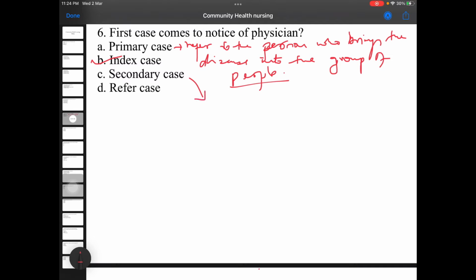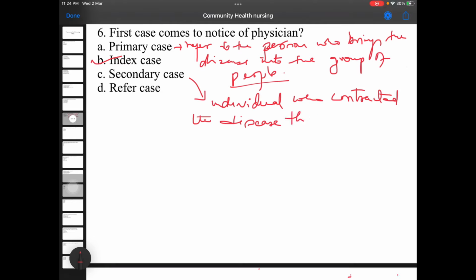And what is secondary case? Secondary case is defined as an individual who contracted the disease through exposure. So imagine there is a group of people here.